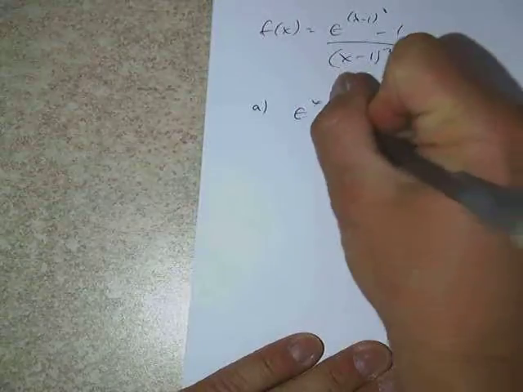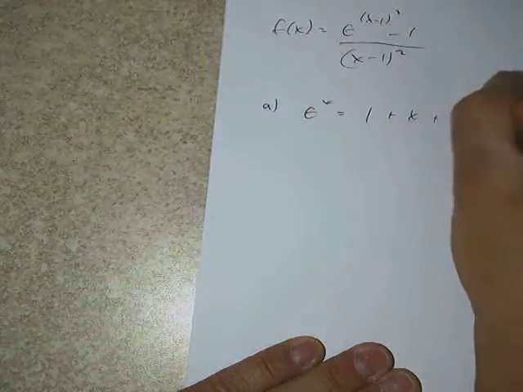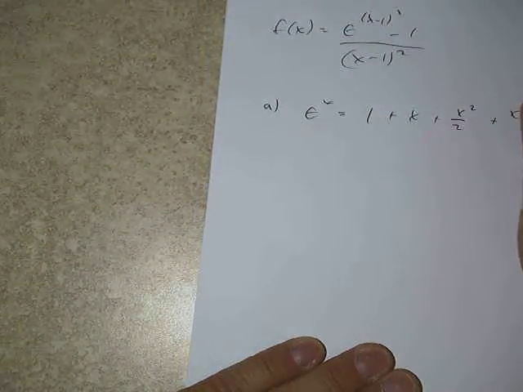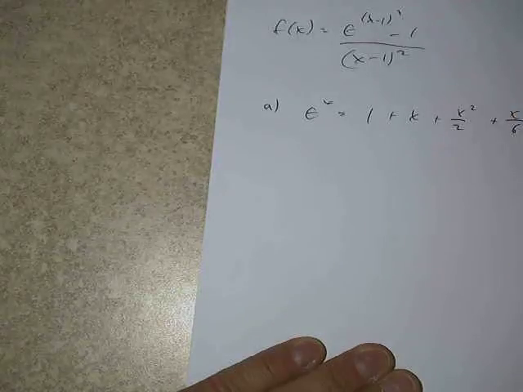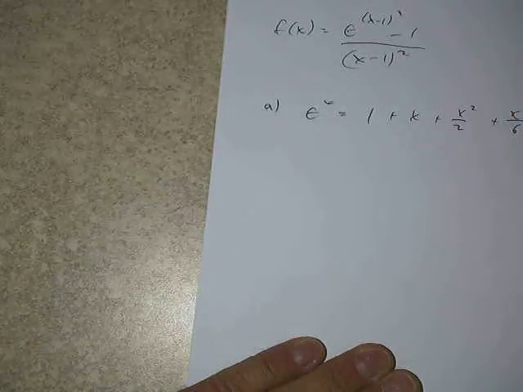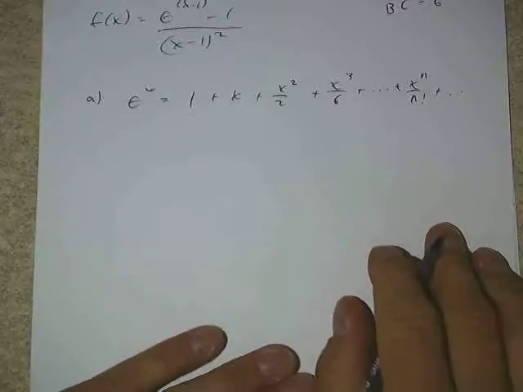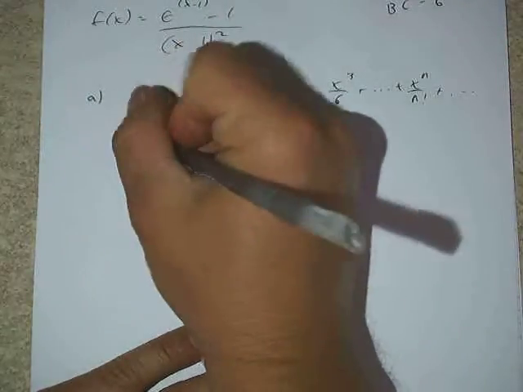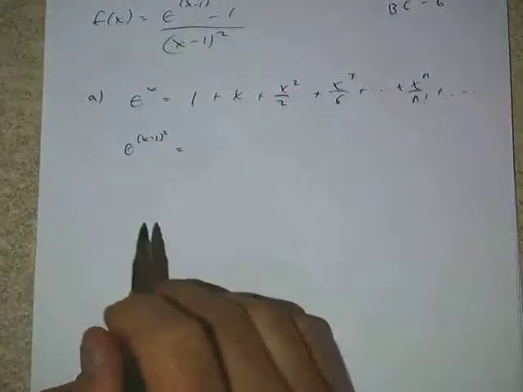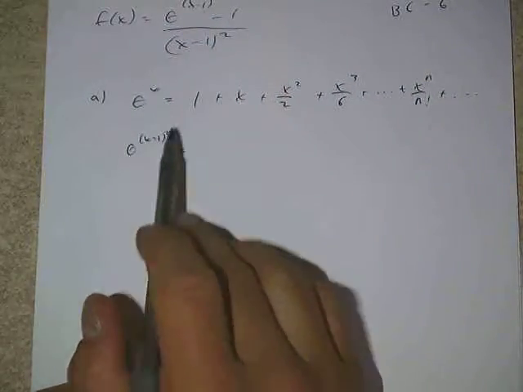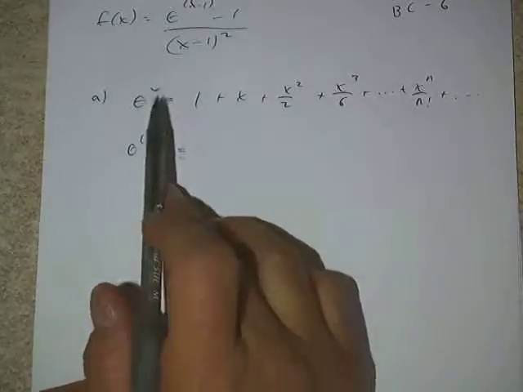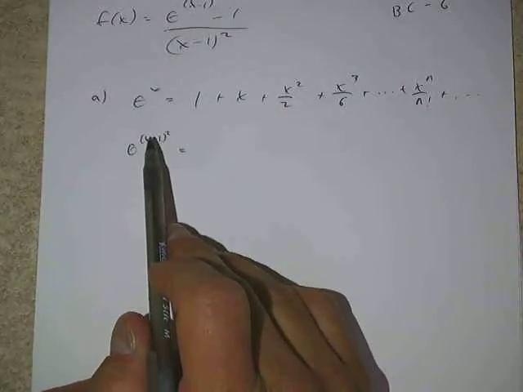And our job in part A, given also that f of 1 is equal to 1, it says here, and it says the function has derivatives of all order. Part A: write the first 4 non-zero terms and the general term for the Taylor series for e to the x minus 1 all squared.